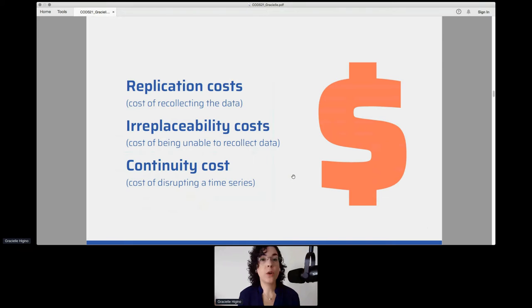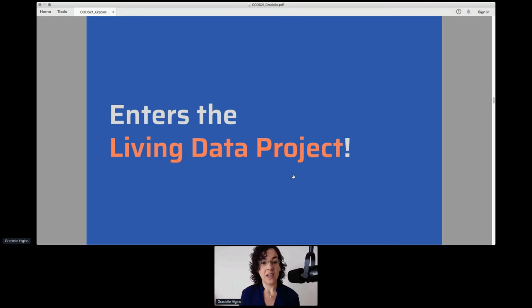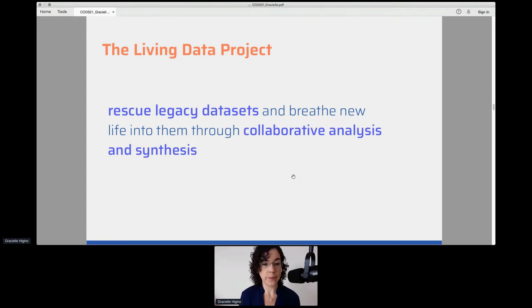When we need to go back to the field and recollect that data, this costs money. When we need to rebuild our data set, all of this costs a lot of money. And we are living in an era where we need to reduce these costs. So here enters the Living Data Project, and I'm going to talk a little bit about how this works.